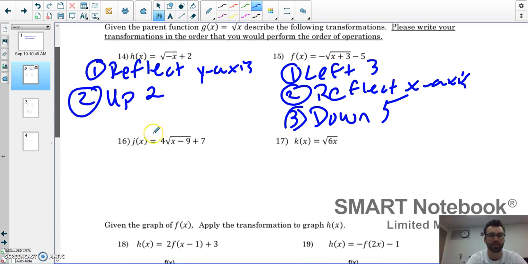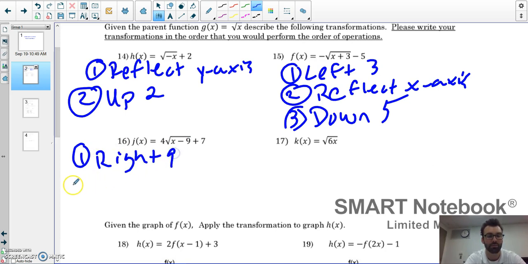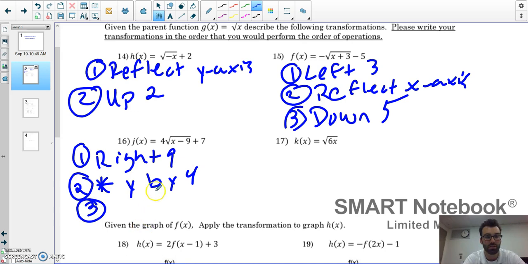Let's try another one. Inside out. First one, move it right 9. Step 2, the 4 is attached, so I'm going to multiply. Multiply y by 4. Those are our y values. Third step, after you multiply, move it up 7.